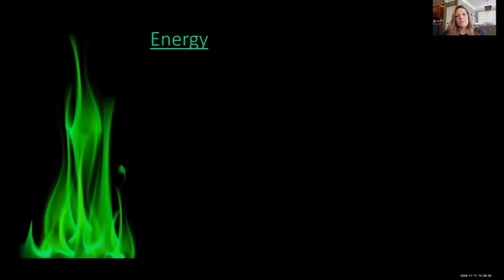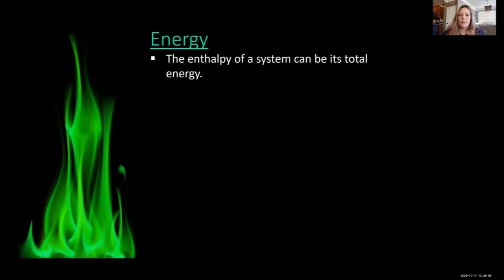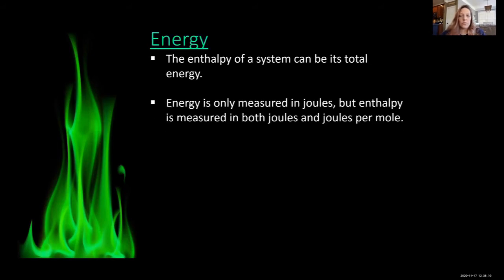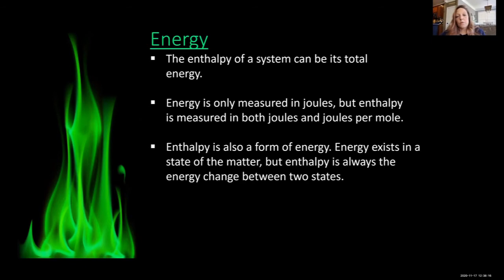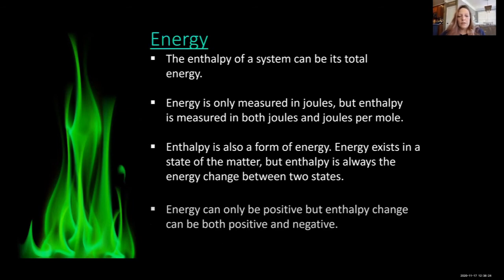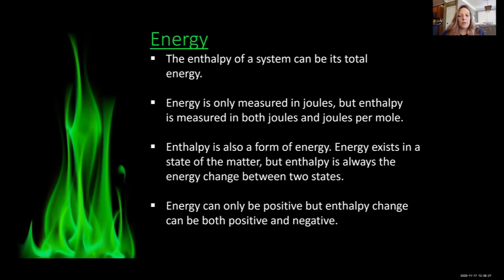So here's energy. It's the enthalpy of a system. It can be its total energy. And energy is only measured in joules, but enthalpy is measured in both joules and joules per mole. Enthalpy is also a form of energy, but energy exists as a state of matter. Enthalpy is always the change between two states. And energy can only be positive, but enthalpy can be both positive and negative.